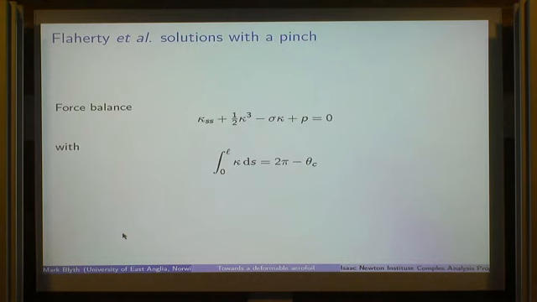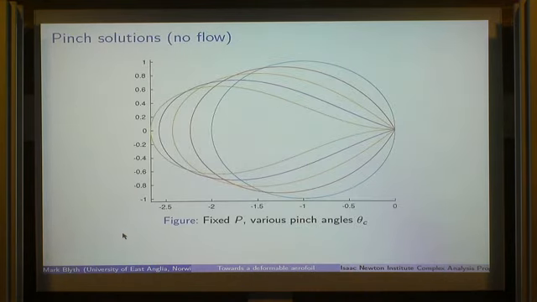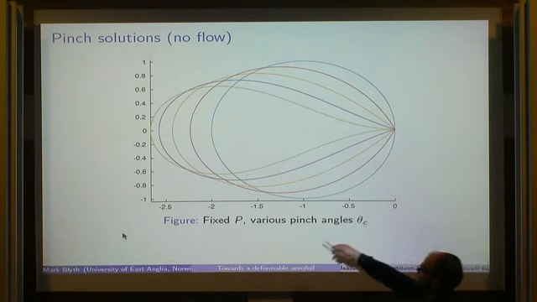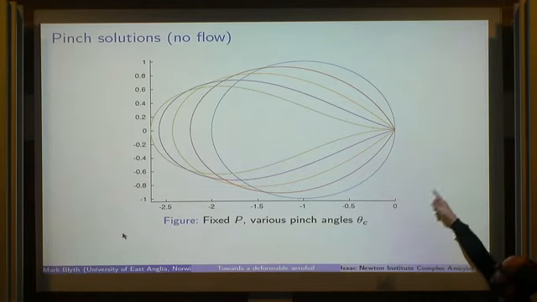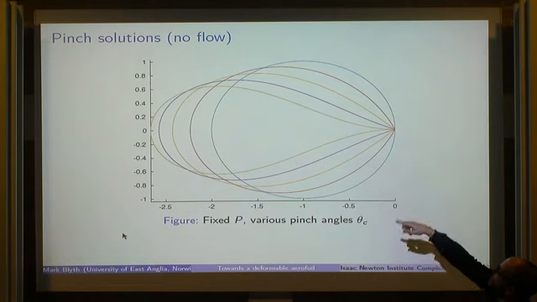P is a constant. Here are some solutions. So these are solutions for fixed transmural pressure and varying the angle theta c. You can see in the middle, the green line, the innermost line, is sort of aerofoil-like in shape.